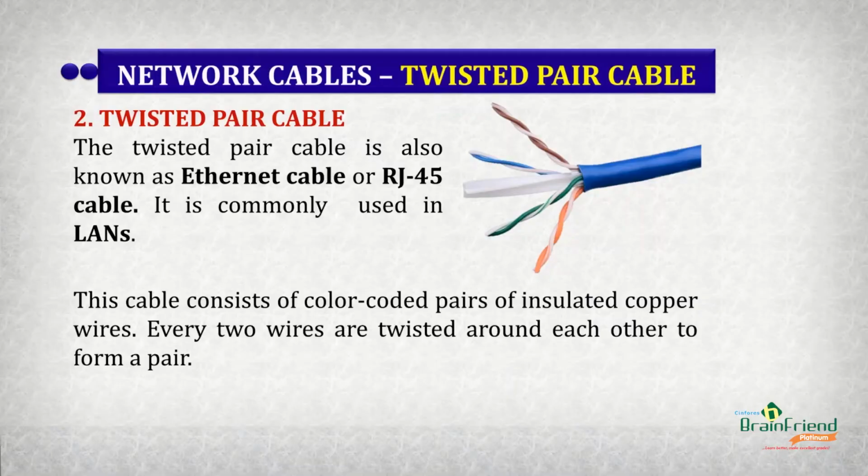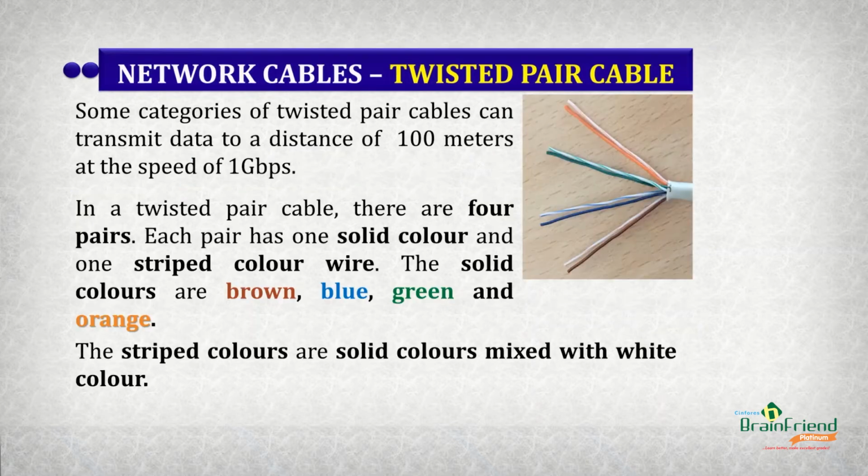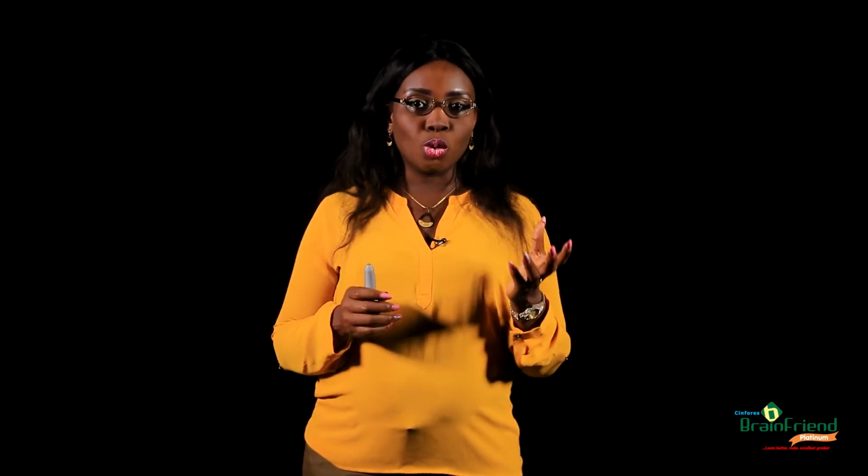Now, let's look at the second type of network cables, and that is the twisted pair cable. The twisted pair cable is also known as the Ethernet cable or the RJ45 cable. Some categories of the twisted pair cable can transmit data at the speed of 1 gigabit per second at a distance of 100 meters.